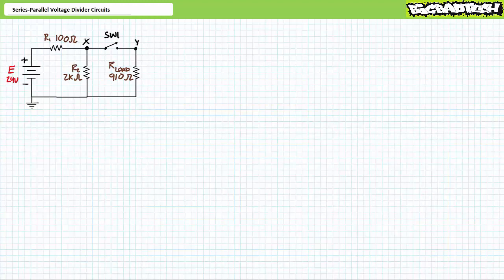Alright, here's another example of a series parallel voltage divider circuit. Let's do this as a two-part exercise. Part 1, switch open. Part 2, switch closed. Let's check in between part 1 and part 2 to make sure you're tracking.